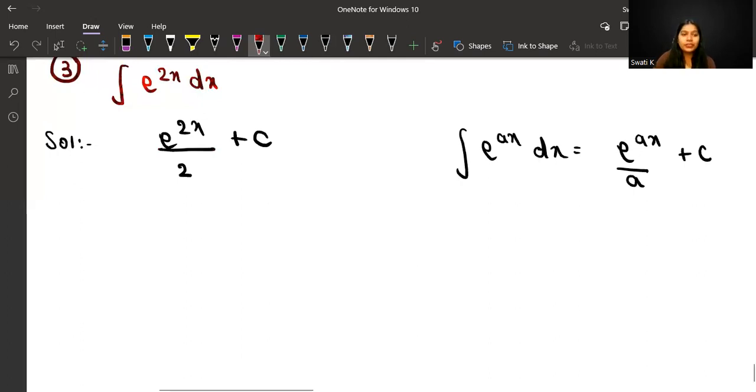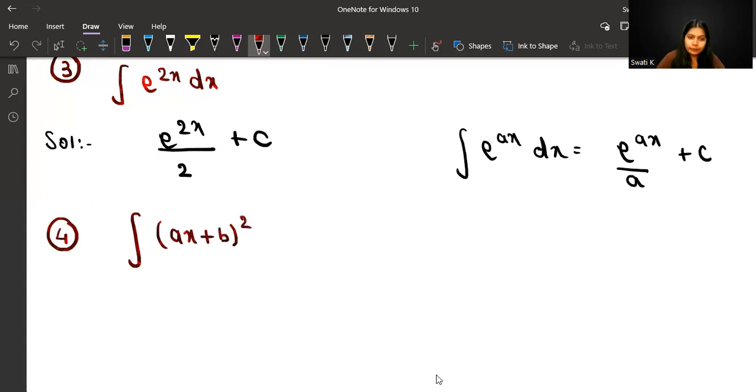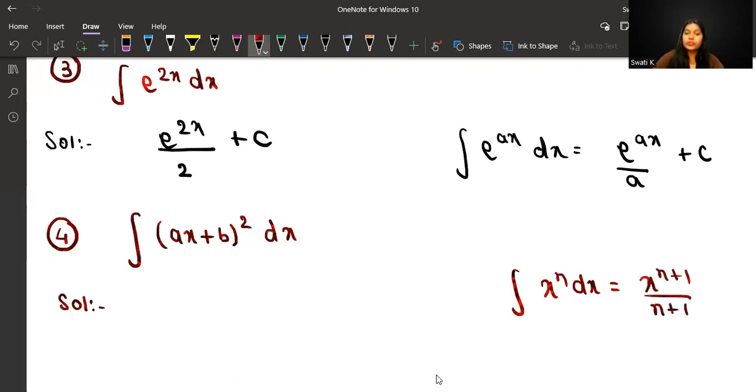Now let's move to the next question. We have to integrate ax plus b whole square dx. Here we are going to use a very simple formula, which is integration of x raised to n dx simply becomes x raised to n plus 1 upon n plus 1, right? Suppose this is one function, so it will become the function ax plus b, and then n is 2, so n plus 1 is 2 plus 1 upon 2 plus 1, which is 3.